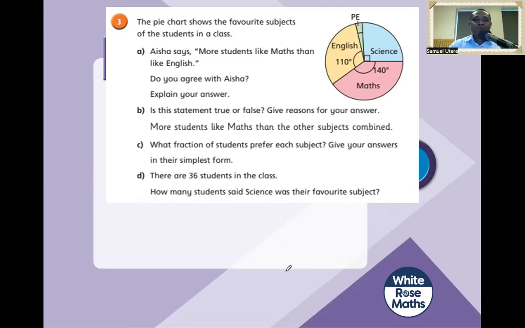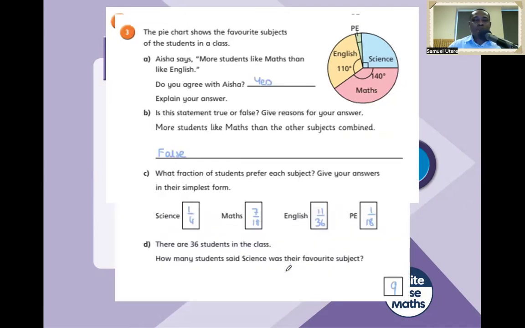Assuming you've paused the video and you've answered question 3, here are the answers. Let's discuss them. So here you were asked, the pie chart shows the favorite subjects of the students in a class. Aisha says more students like maths than like English. Is she correct? Of course, yes, because you can see that this represents a greater proportion. If we were to do 140 divided by 360, that will represent a greater fraction or proportion compared to this.